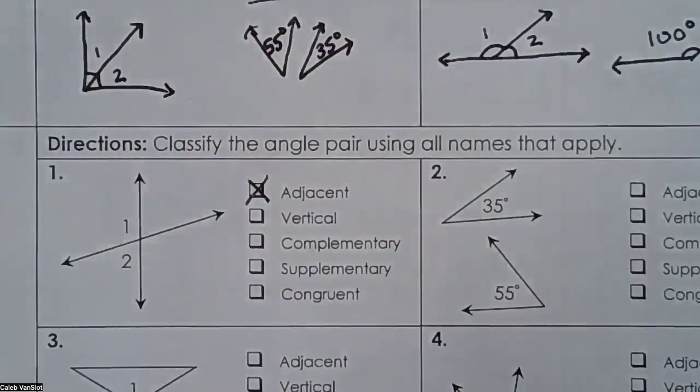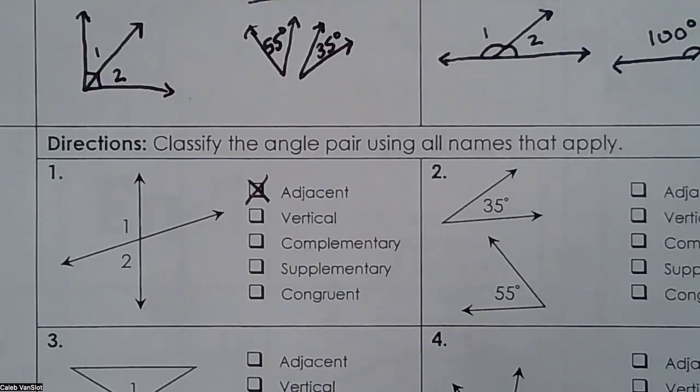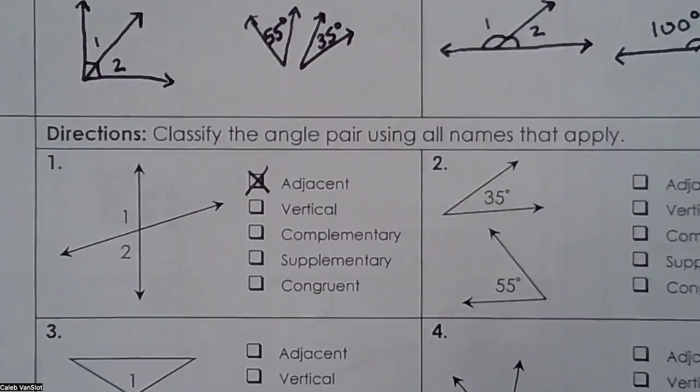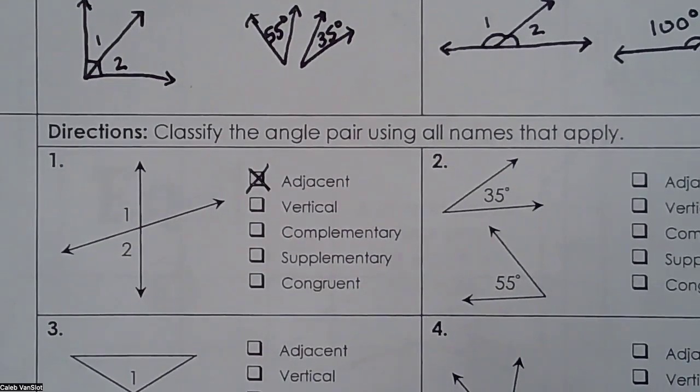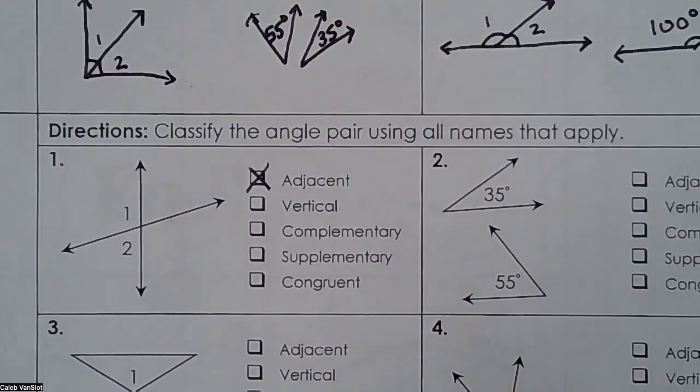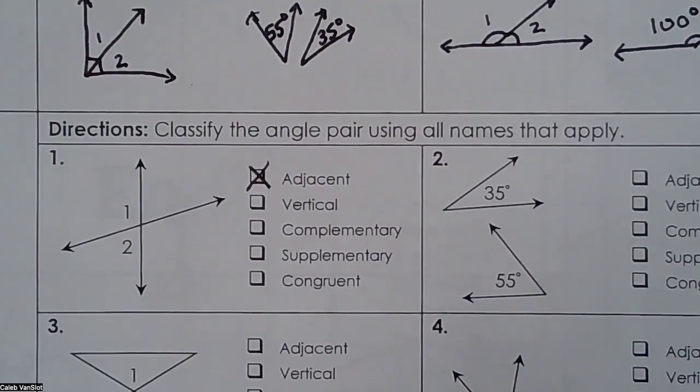Adjacent. And when I put an X in something, I'm not saying it's wrong. That's my form of a check mark. You can also put a check mark in there. Okay. You can fill in the box. There's lots of different ways. I just wanted you guys to know I wasn't saying it was wrong. Okay. I'm just saying that's one of our options.